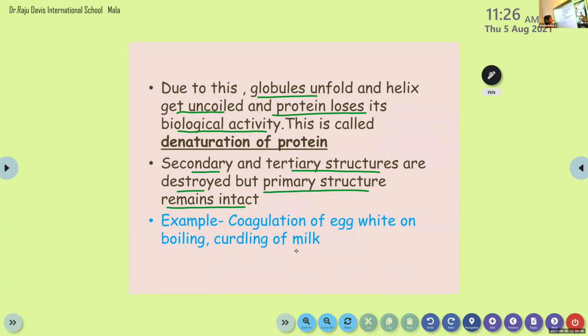Similarly, the curdling of milk. Here the pH value changes. Due to the action of certain microbes, it is converted to an acidic one. That's why milk is changed to curd. So these two are examples of denaturation of protein: coagulation of egg white on boiling and curdling of milk.